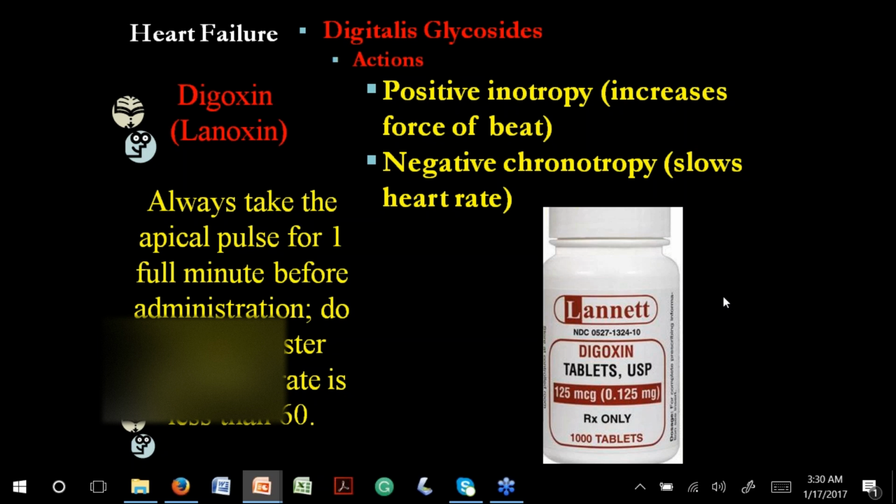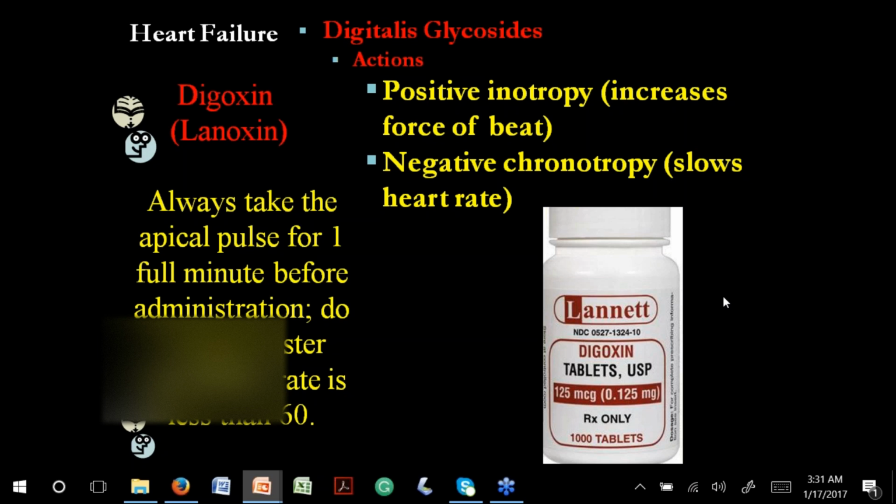Digitalis or Lanoxin are going to be positive inotropic and negative chronotropic. Because it is negative chronotropic, digoxin can be used as an antiarrhythmic. And positive inotropic, this is what we are using for heart failure. What it does is increase the strength of the heart. Just remember always, digoxin is going to decrease the heart rate because it's a negative chronotropic. It's going to slow the heart rate.